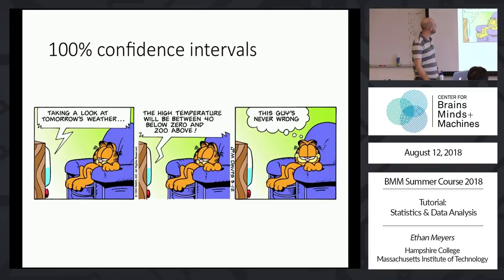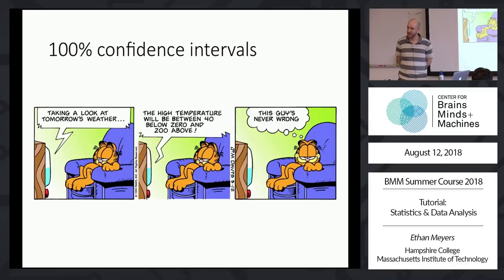So for example, we can turn to Garfield. This is a 100% confidence interval. Taking a look at tomorrow's weather, the high temperature will be between 40 below zero and 200 above. And then Garfield's like, this guy's never wrong, right? So that is a very large interval, which is essentially meaningless for whether you should wear shorts or not. But it has 100% coverage. It's going to always hit the true temperature. Okay.